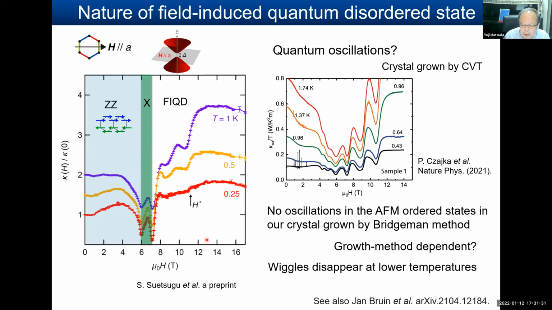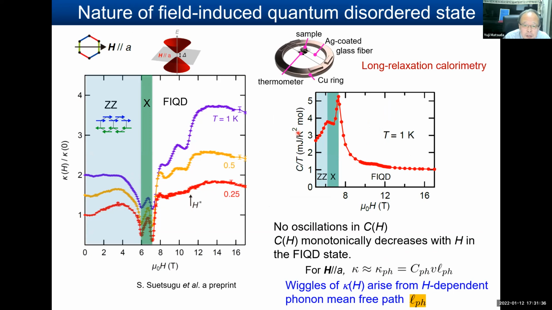Okay, today we also measured the specific heat. The specific heat shows this at these temperatures. Also, the thermal conductivity shows the oscillation behavior, but we never observe the oscillation in the specific heat. So this oscillation arises from the oscillation of the phonon mean free path. Okay, today I would like to focus on the behavior at 11 tesla.